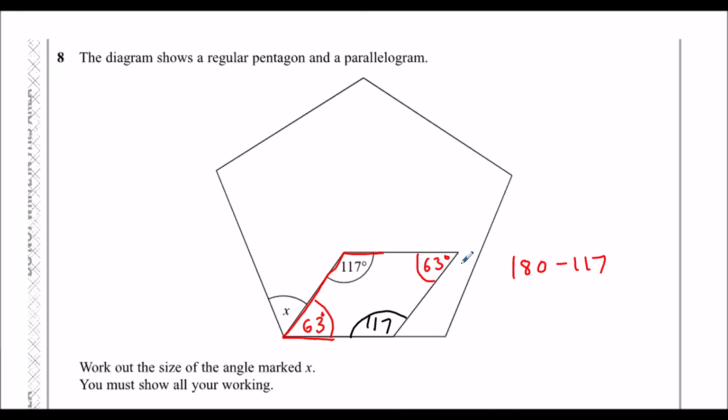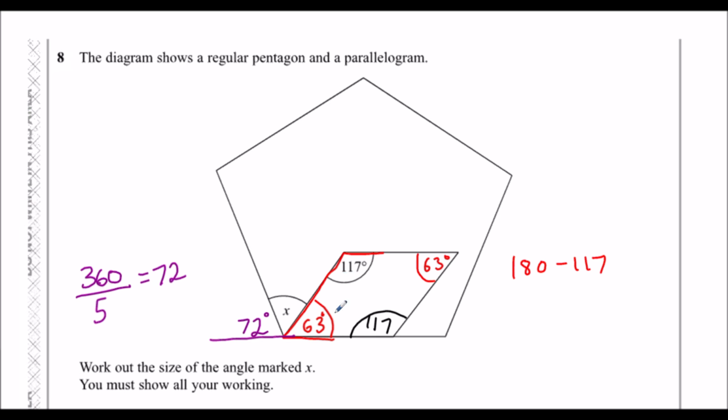Now for the regular pentagon, we can use exterior angles. So exterior angles always add up to 360 degrees. So 360 divided by 1, 2, 3, 4, 5 angles in a pentagon. So 360 over 5 is 72. So this angle here is 72 degrees.